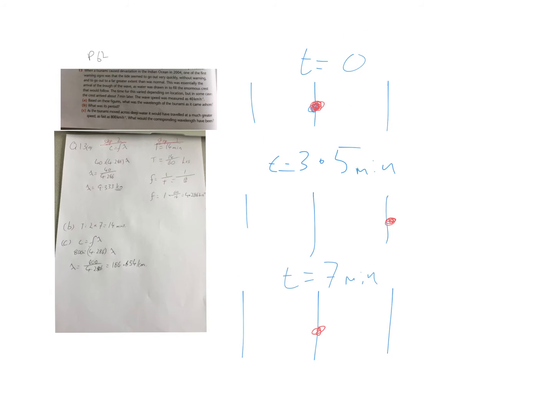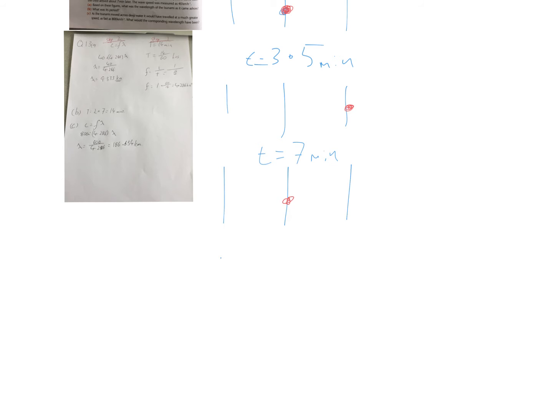So in our 7 minutes, it's gone out to its point of maximum displacement out to the sea, then come back to where it was. But for a full wave cycle, it would have to go from here out to its maximum displacement on one side, then back to its maximum displacement on the other side, and then back to the center for one full wave cycle. So it's going to take twice as long.